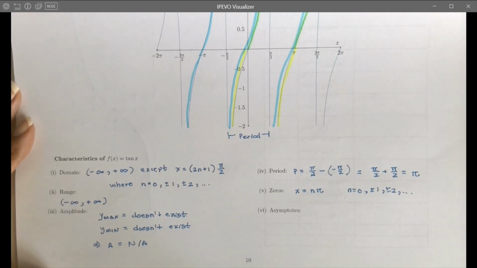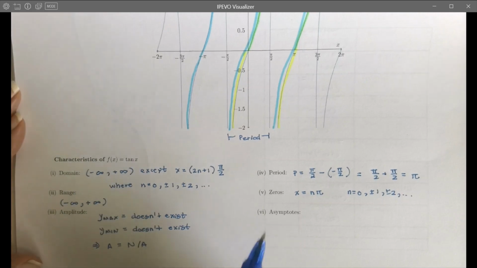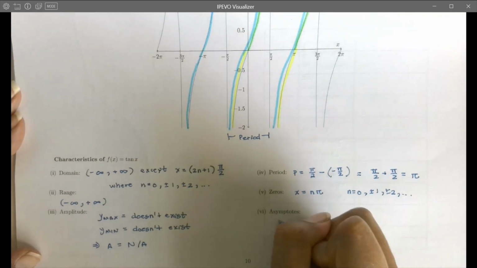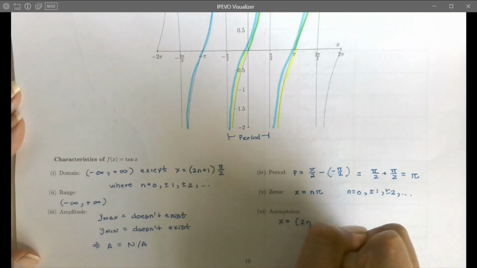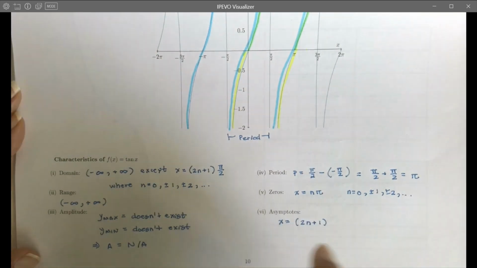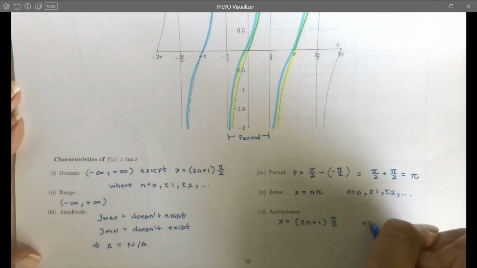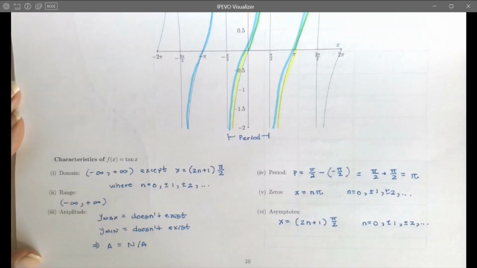And finally, the asymptotes. Where do we have asymptotes? Well, whatever we excluded from the domain, we excluded because we got undefined, and that always corresponds to the asymptotes. So the asymptotes are going to be given by this equation here, x equals an odd multiple, so that's 2n plus 1, times pi over 2, where n can be 0, plus or minus 1, plus or minus 2, and so on and so forth.